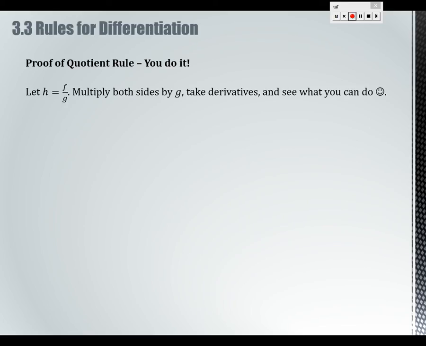If you solve for h prime, good, but make sure there's no h anywhere. I want h prime in terms of f and g and f prime and g prime, right? So in the end, I want h prime equals something, in terms of f and g and f prime and g prime. See if you can get me there.